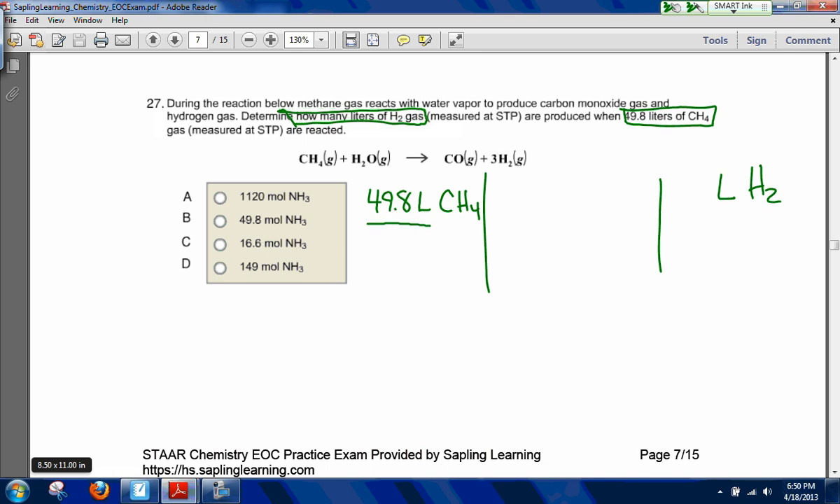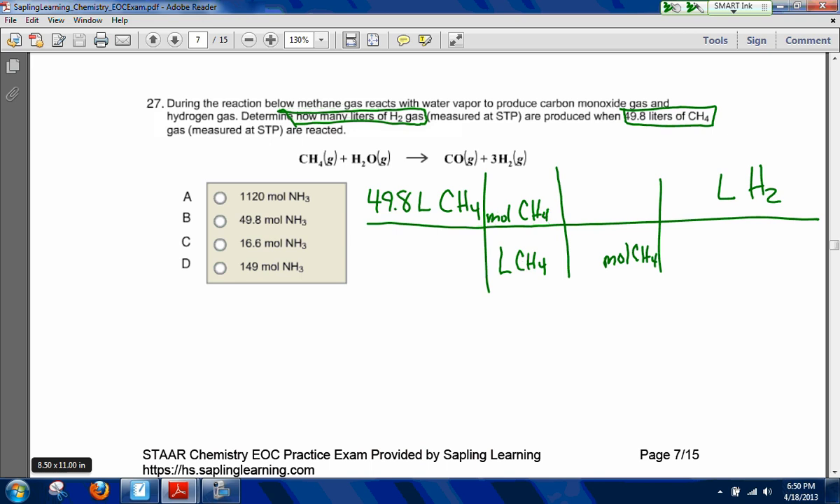Okay, so let's start with 49.8 liters of CH4. I need to know how many moles that is. So I'm going to get rid of liters of CH4 and convert it to moles of CH4. Then I don't want moles of CH4 as my answer, so I'm going to get rid of it. I put moles of CH4 on bottom, and I want to get into H2, so I'm going to do moles of H2. Now, I don't want moles of H2 anymore, so I'm going to put moles H2 on bottom, and I'm going to put liters of H2 on top.